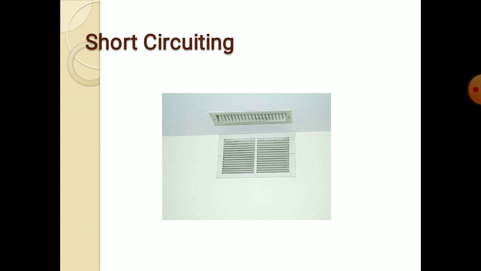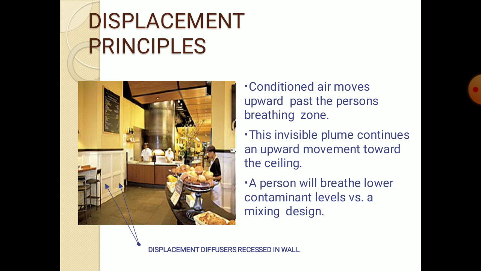This is short circuiting. Displacement principles. So one photograph is shown where displacement diffuser is recessed in wall. So generally conditioned air moves upward past the person breathing zone, that we call it as breathing zone. This invisible film continues an upward movement towards the ceiling. But a person will breathe lower contaminant level with respect to a mixing design.